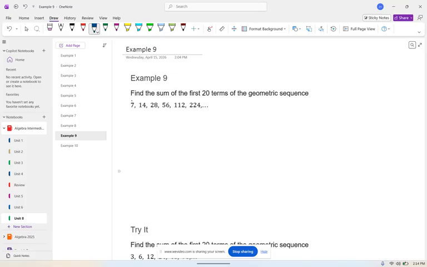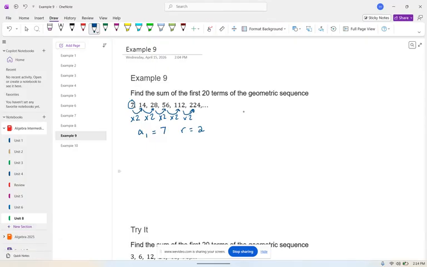So the first thing we're going to do is, we know what the first term is. It's going to be 7. Now we're going to find the common ratio. In other words, what do I multiply by to get from one term to the next? And I can use my calculator to do this. 14 divided by 7 is 2. So we're multiplying by 2. And 28 divided by 14, also 2. And we can find that we multiply by 2 the whole way down. So A sub 1 is going to be 7, and R is going to be 2.